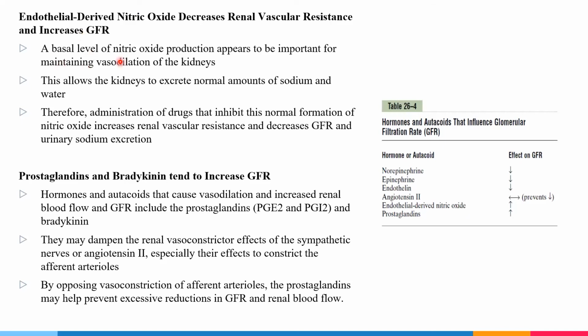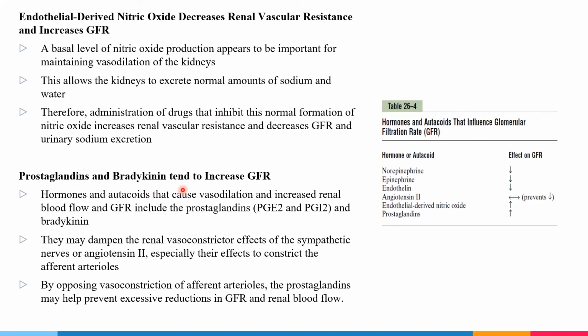A basal level of nitric oxide production appears to be important for the maintenance of vasodilation in the kidneys. This allows kidneys to excrete normal amounts of sodium and water, and therefore administration of drugs that inhibit this normal formation of nitric oxide increases renal vascular resistance, which in turn decreases GFR and urinary sodium excretion.